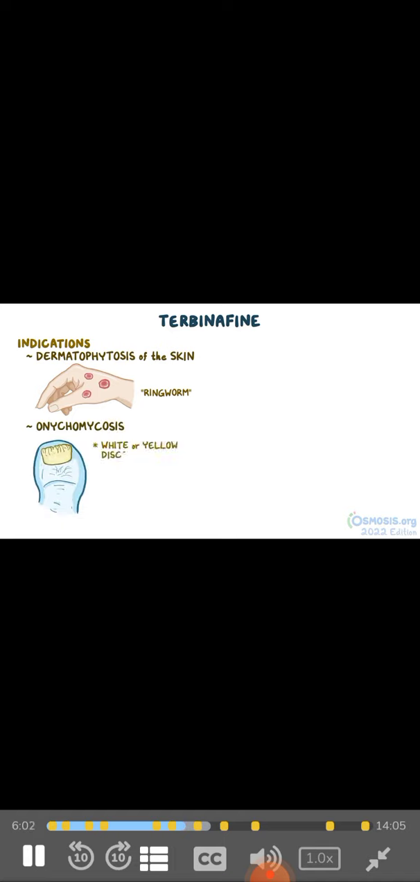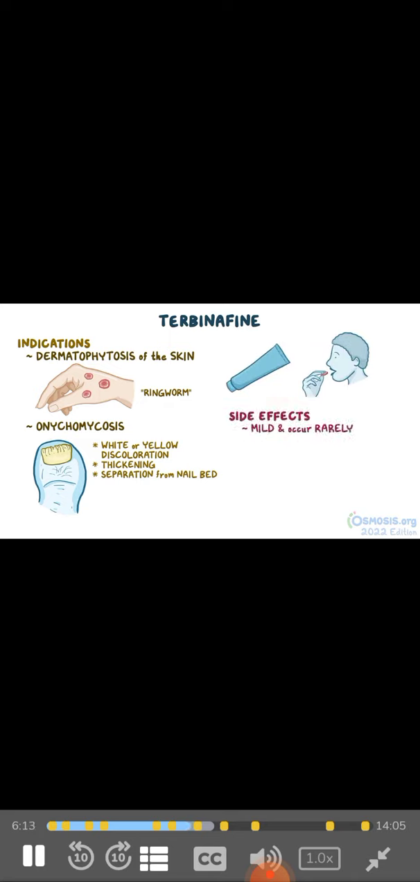It's used to treat dermatophytosis of the skin, also known as ringworm, which is a fungal infection of the skin that results in red, itchy, circular rash. It is very effective against onychomycosis, a fungal infection of the nail that causes white or yellow nail discoloration, thickening of the nail, and separation of the nail from the nail bed. Terbinafine can be administered either topically or orally. Side effects are mild and occur rarely, and they include gastrointestinal disturbances, rashes, headache, dizziness, and taste disturbances.